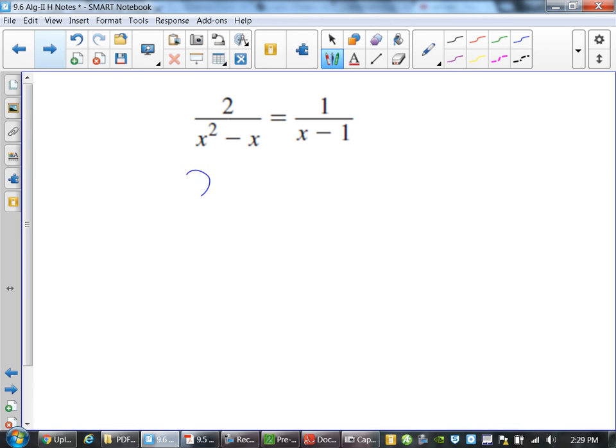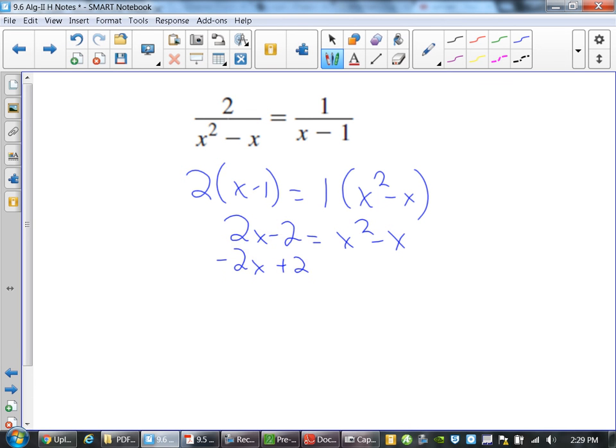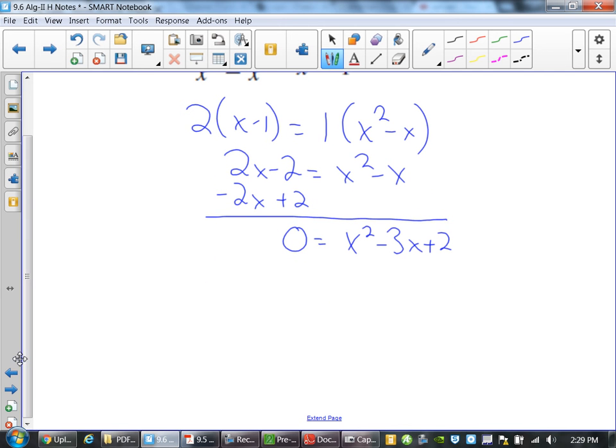We just cross multiply. We get 2 times x minus 1 equals 1 times x squared minus x. Distribute and set one side equal to 0 again. Subtract the 2x and add 2. 0 is going to equal x squared minus 3x plus 2. What times what is 2 and adds together to get negative 3? Negative 2, negative 1, which gives you zeros at 2 and 1. Very good.